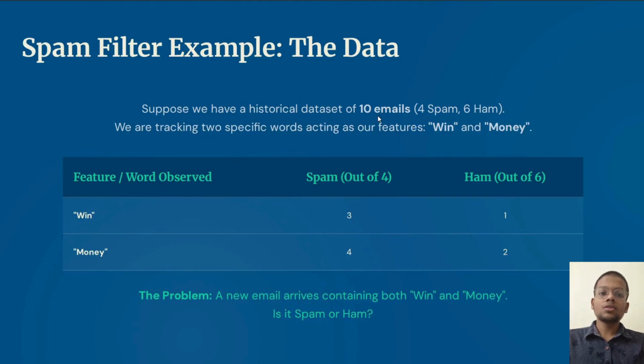Alright, let's make this concept concrete with a classic example: spam detection. Imagine we have 10 historical emails, 4 spam and 6 ham. Ham is nothing but not spam. We are tracking just two words as features: win and money. From the data, win appears in 3 out of 4 spam emails and 1 out of 6 ham emails. Money appears in all 4 spam emails and 2 out of 6 ham emails. Now a new email arrives containing both win and money. The question is, is it spam or ham? Let's calculate.